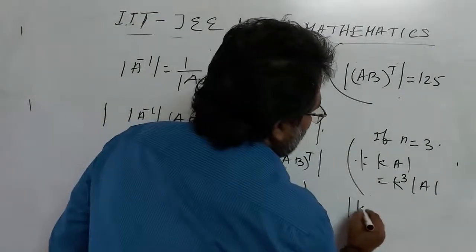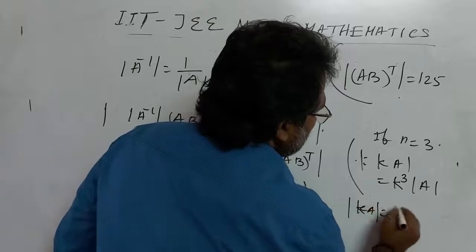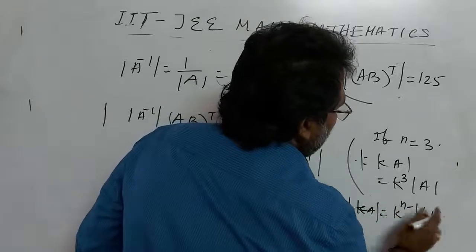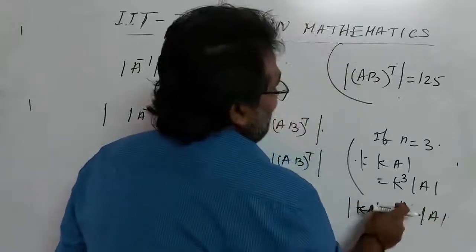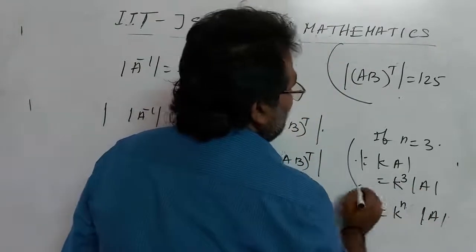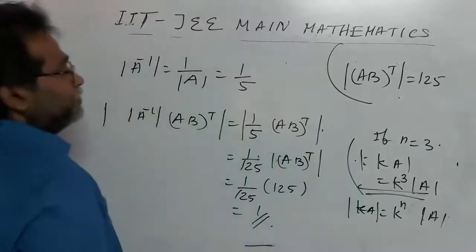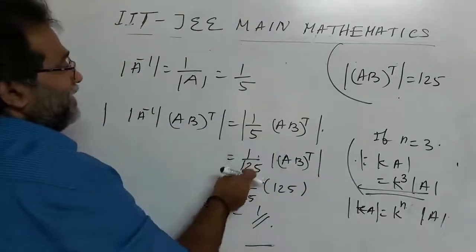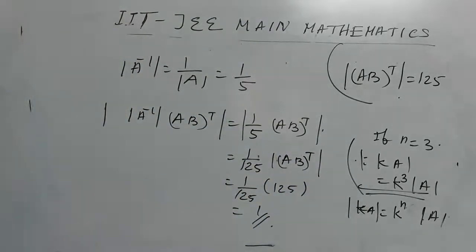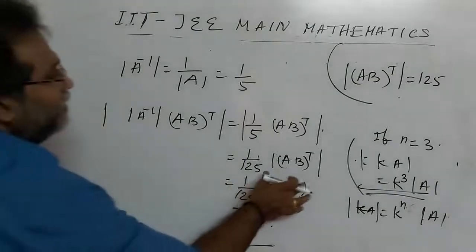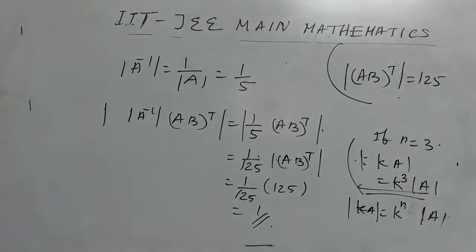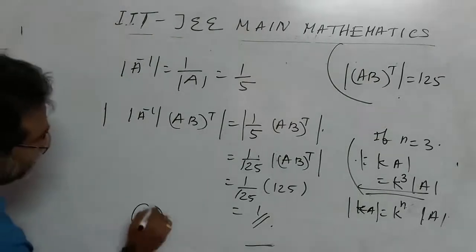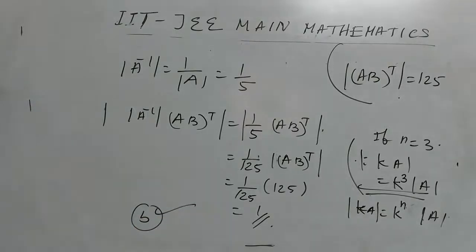So determinant Ka equal to K power n into determinant A. Here n equal to 3, then K cube determinant A. In place of K we have 1 by 5, that is K cube means 1 by 5 the whole cube, 1 by 125. Then the value of this one is 125, which we obtained earlier. Simply we get the answer 1. So the option is B.